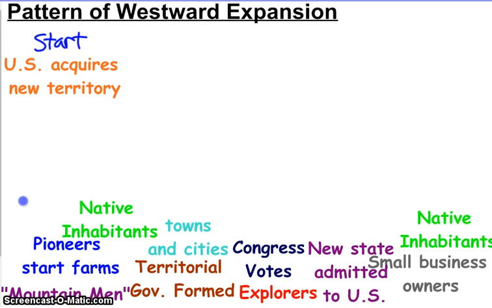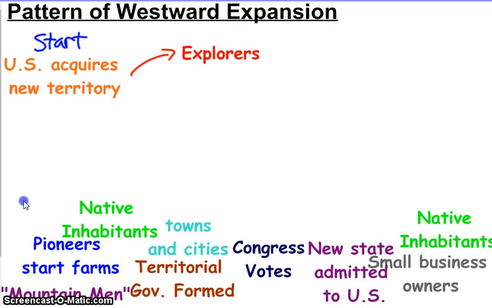Once we have the land, we need to know what's out there. So Lewis and Clark are our most famous example. Thomas Jefferson sent in the explorers. And I'm going to go just at normal speed here, but if I'm going too fast, definitely pause it, go back, and take it at your own pace.